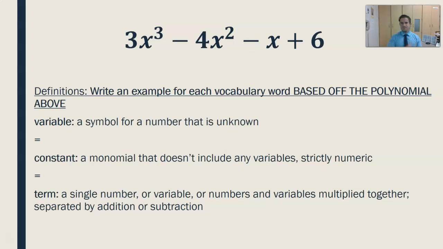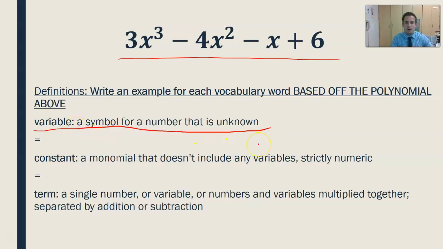So, now we're going to get into these polynomial definitions. So I have a polynomial written at the top here. We're going to use this polynomial to give some examples of each of the definitions that we're going to go through here. So it says, write an example for each vocabulary word based off of this polynomial. So the first definition there on your guided notes and here on the slides is a variable. A variable is a symbol for a number that is unknown. In this polynomial here, that variable is x. X just represents a number that I don't know yet, right? We use variables to represent values that are unknown. So in this case, x.